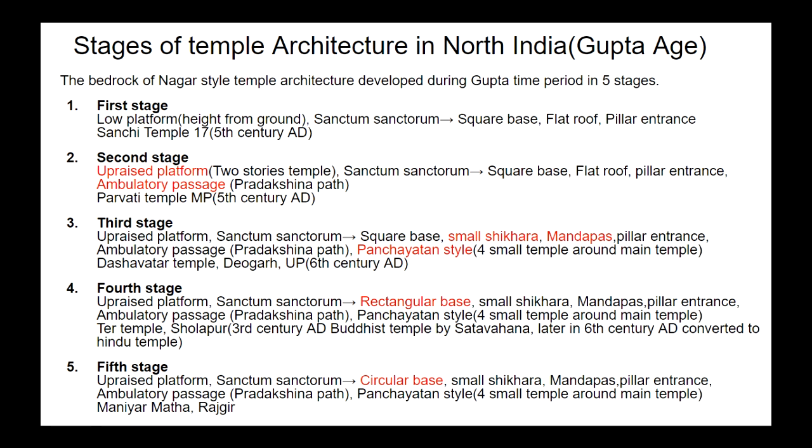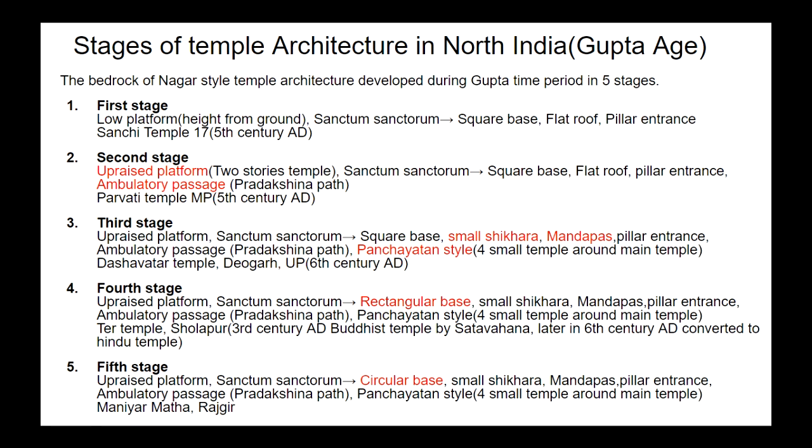Fifth stage: upraised platform, sanctum sanctorum with circular base, small sikhar, mandapas, pillar entrance, ambulatory passage, pradikshina path or panchayatan style. The example of fifth stage temple architecture is Maniyar Mutt at Rajgir.